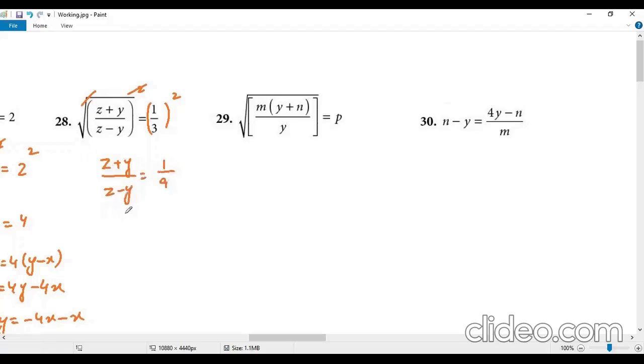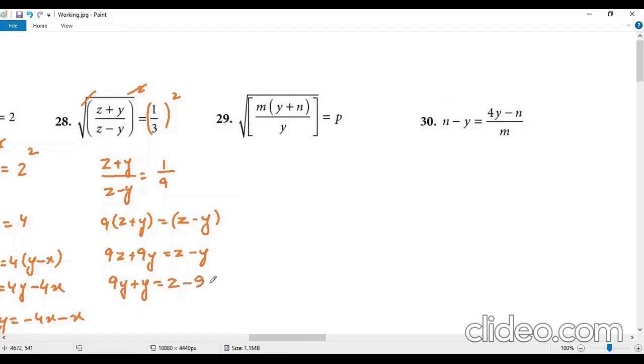So cross multiply, 9 will be multiplied by z plus y, equals when z minus y is multiplied by 1, it's going to give you z minus y, like this. And now you have 9z plus 9y equals z minus y. Now I'll put like terms together, so it's going to be 9y plus y and z minus 9z. This is going to give us a 10y.